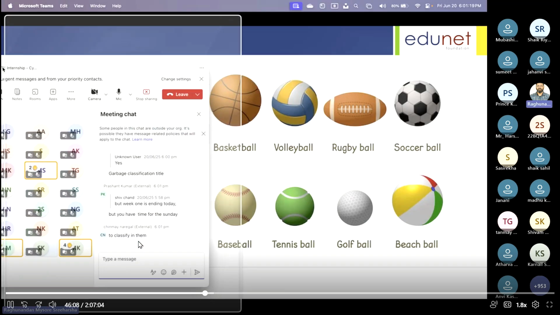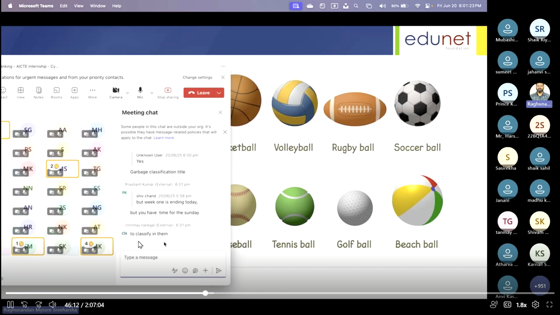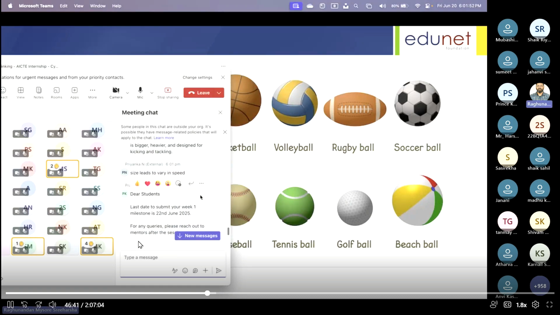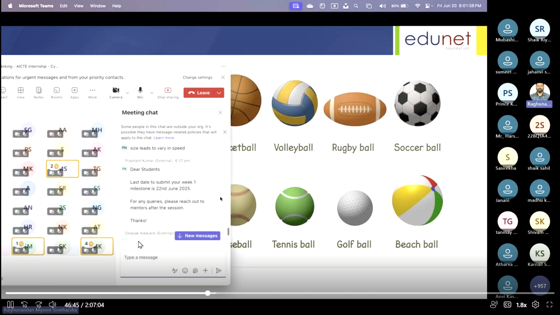Okay, so let me pull this up here. So to classify them, okay, good. Tennis ball is too small. Light and bouncy for rugby, rough play, gripping needed. Yes, exactly right. So a person basically holds onto a rugby ball, it needs to be gripped. So often it's made of leather, right? Or a faux leather, for example. Good. Yes, size because of the speed, right? To vary the speed.